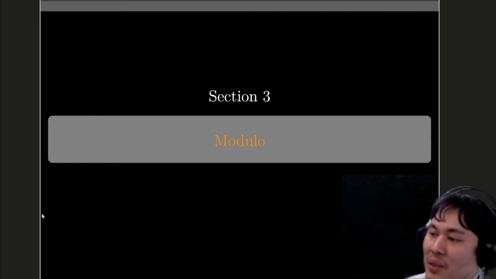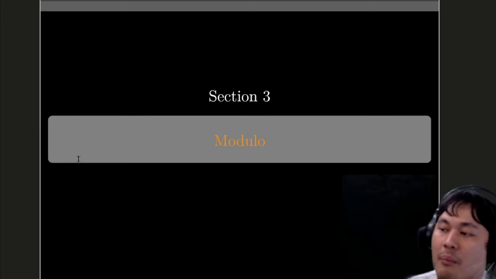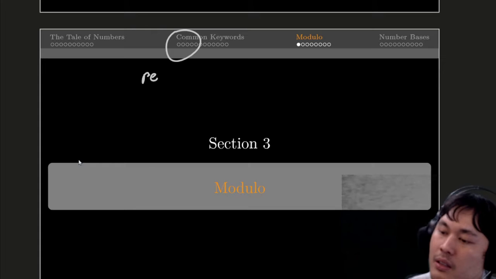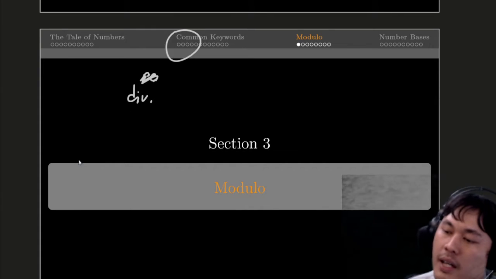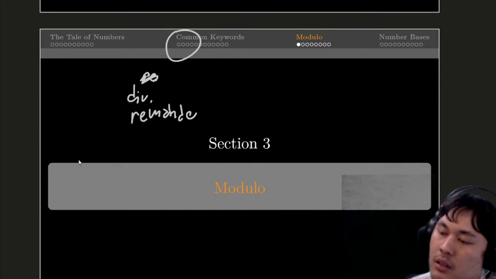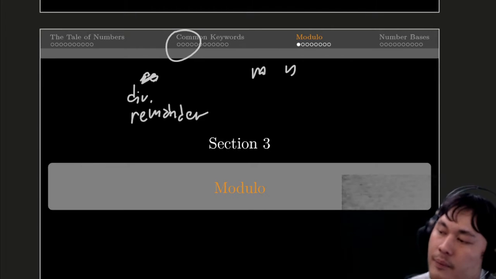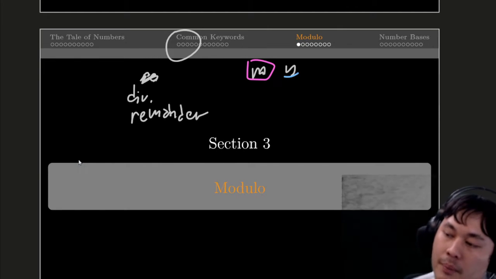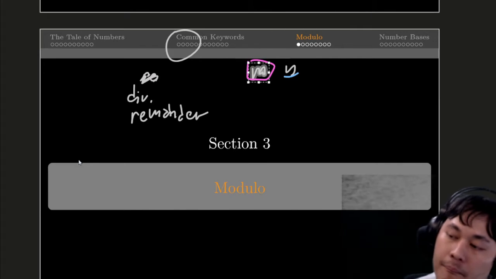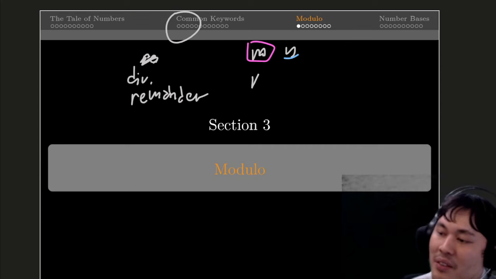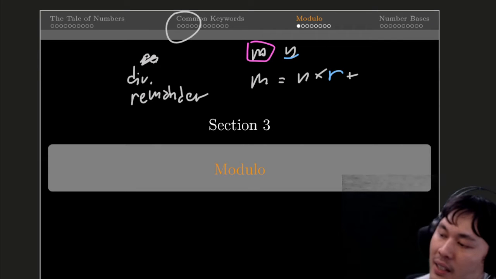Hi. In part 3, we are going to study the concept called modulo. This is an extension of the concept of remainder, of divisibility and remainder. So recall that if you have two numbers, m and n, usually m is the larger one and n is the smaller one. If you divide m by n, then you can express m as n times some number plus another number.